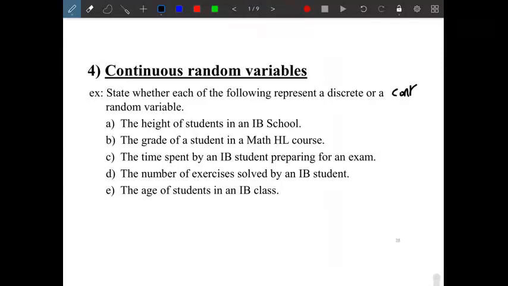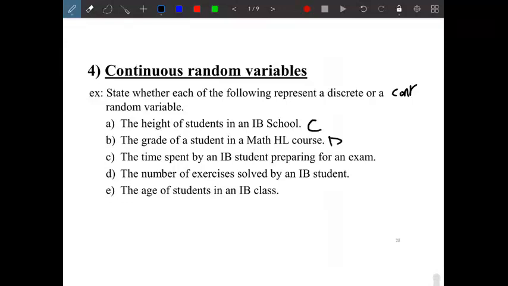For example, if we look at the first one, the height of a student in an IB school. Now, the height of a student cannot really take discrete values. The height of students follows a continuous random variable. So this variable is in fact continuous, C for continuous. While the grade of a student in a Math HL course, we know that IB courses are marked out of 7 and do take discrete values from 0 to 7: 0, 1, 2, 3, all the way to 7. So this variable is discrete.